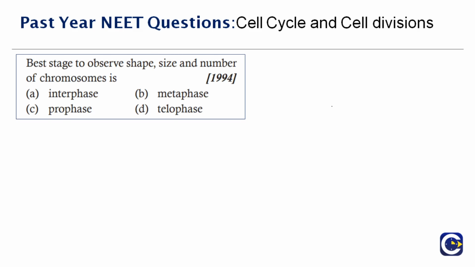Now let's move to the next question here. This was asked in the year 1994. Best stage to observe shape, size, number and chromosomes is dash. Once again, this is a very easy question. When we need to observe the number of chromosomes, what is a chromosome? How can you define chromosomes? Chromosomes are the ones which carry the genetic material. We all agree with that, right?